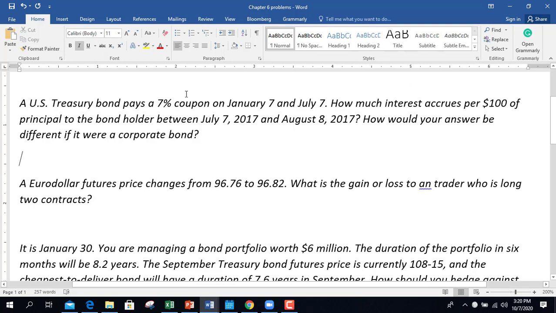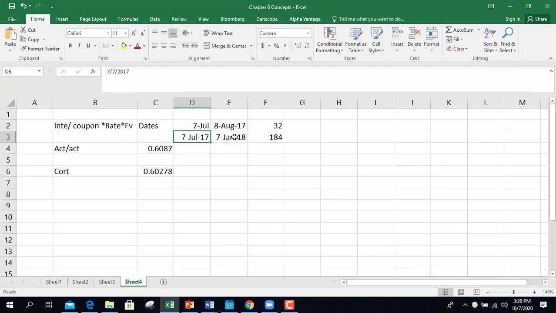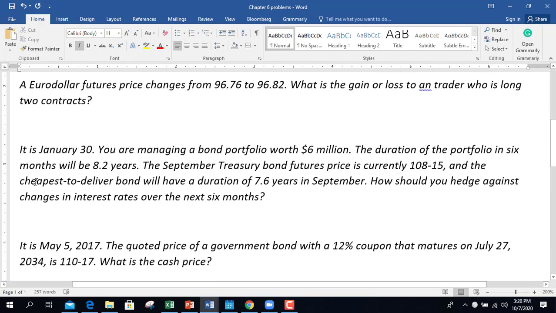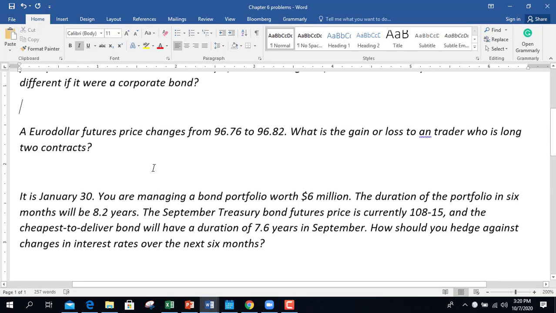The next coupon is going to be paid on January 7th. So July 7th to January 7th is the overall period, so 184 days. We used actual by actual, and for corporate we used the 30 days rule plus extra days divided by 360. 360 not in this case because it's a semi-annual coupon. So 180 into 7 divided by 2 into 100. Okay, this was the first problem.